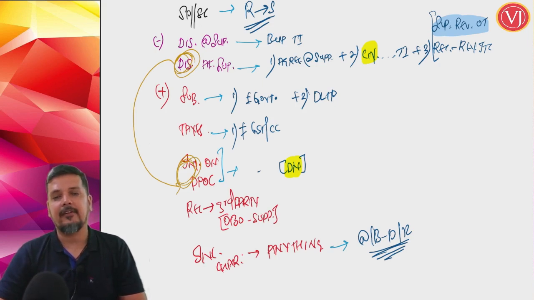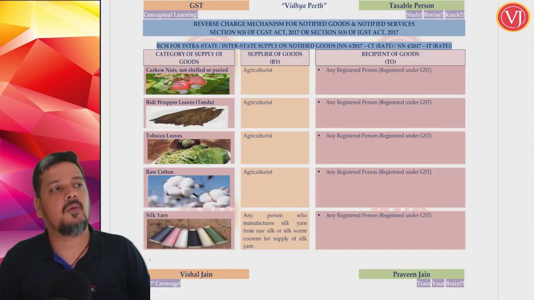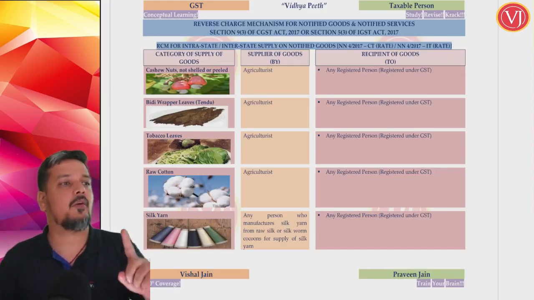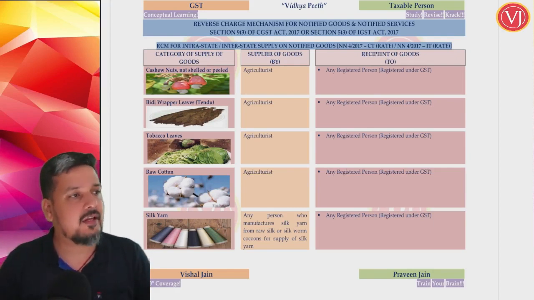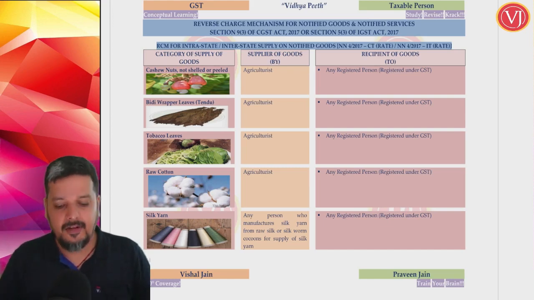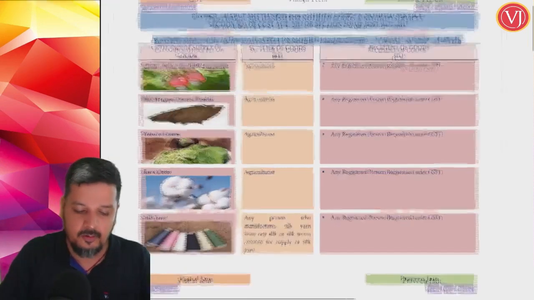Right? That's everything about your basic valuation. Now, when you talk about section 9(3) RCM, it is for notified goods and notified services, where the supplier will not pay tax, the recipient will pay tax. First, we are focusing on notified goods.